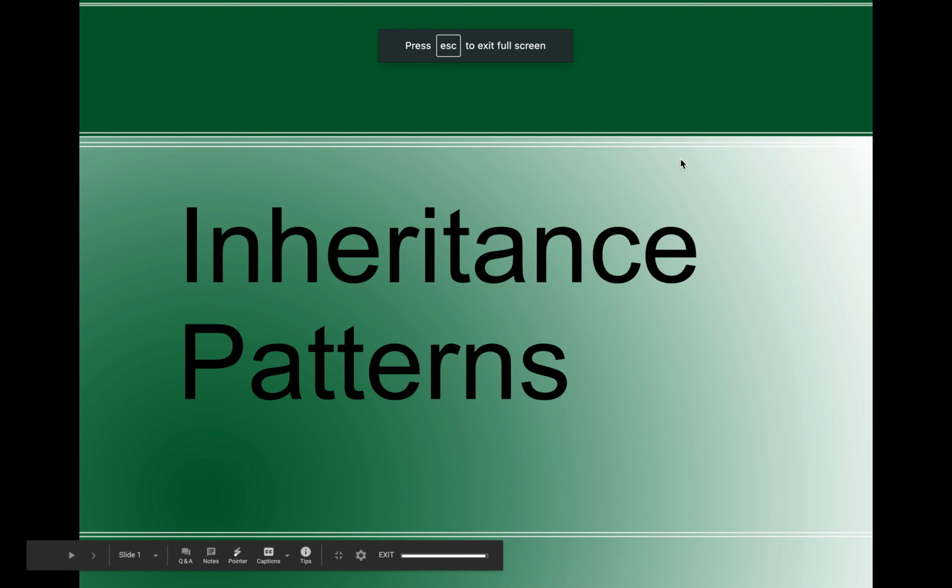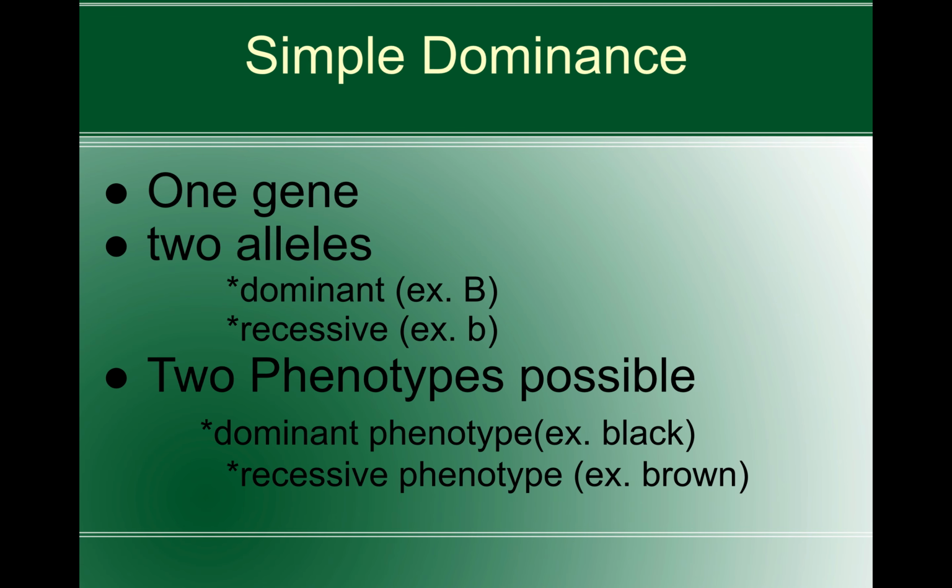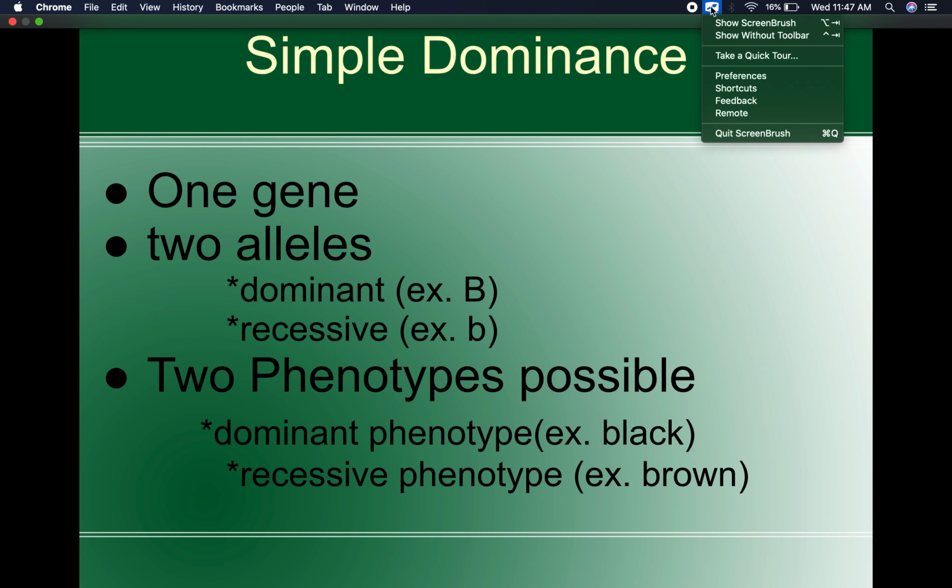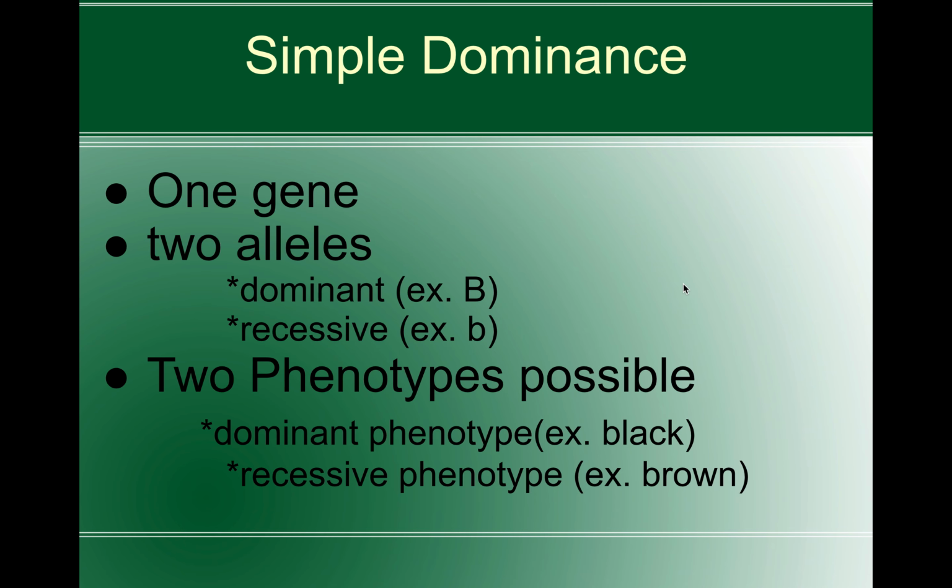Start learning about non-Mendelian inheritance. So there are a bunch of different inheritance patterns. Previously, we've been focusing on Mendelian inheritance, which is simple dominance. There's one gene, two alleles, capital B or lowercase b, and two phenotypes, black or brown, just as an example of what we've been focusing on.